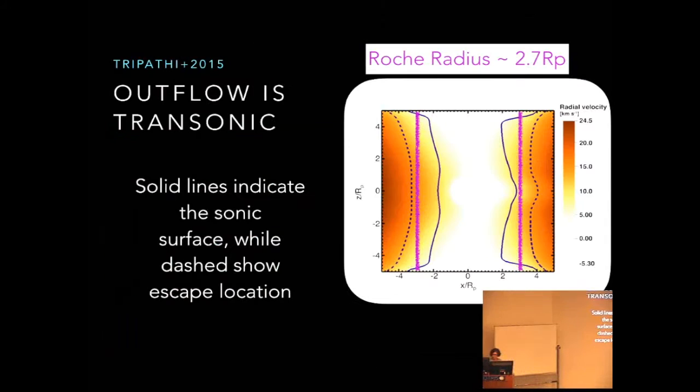The other thing that we can see in these models is that the outflow is indeed transonic, which is exactly what we would expect. So these blue lines here show the sonic surface. This is where the gas reaches the sound speed. The dashed lines show you where the velocity reaches the escape speed. And these purple lines show you the Roche radius. So this is exactly what you would expect for sort of a Parker-like wind, where you're pushing the gas out to the radius at which it becomes unbound from the planet.